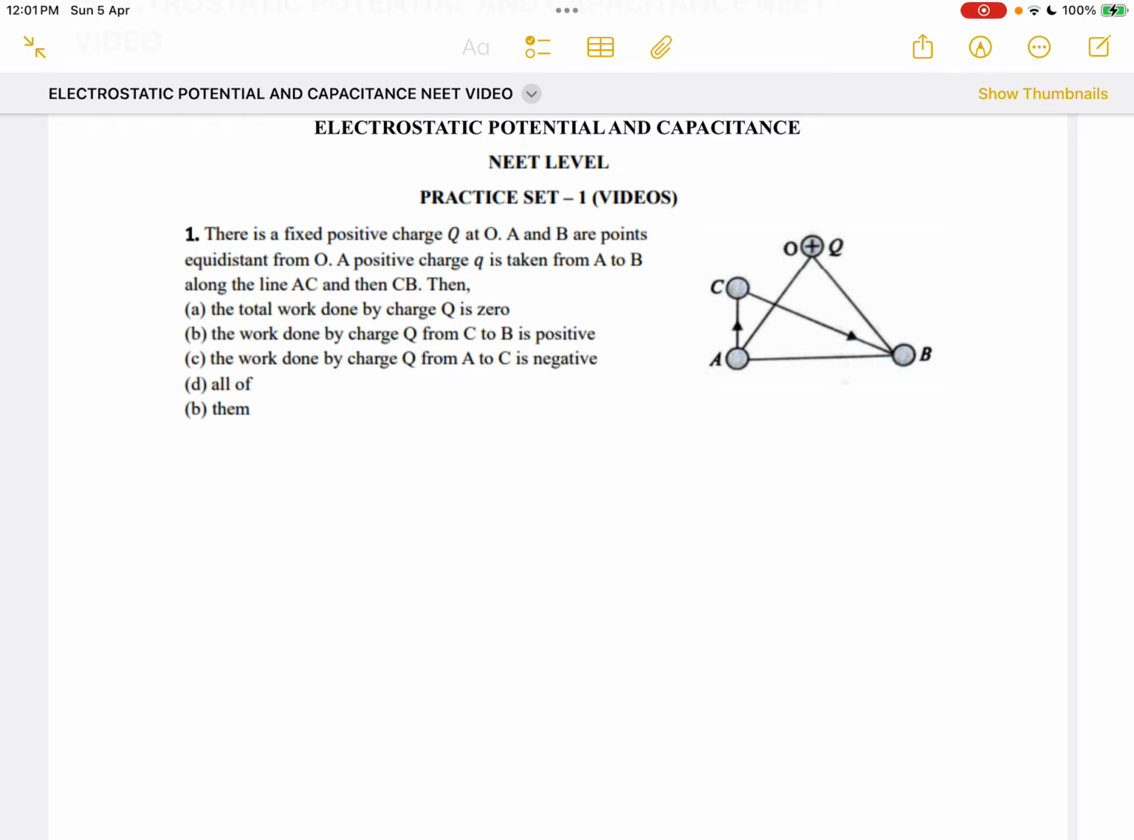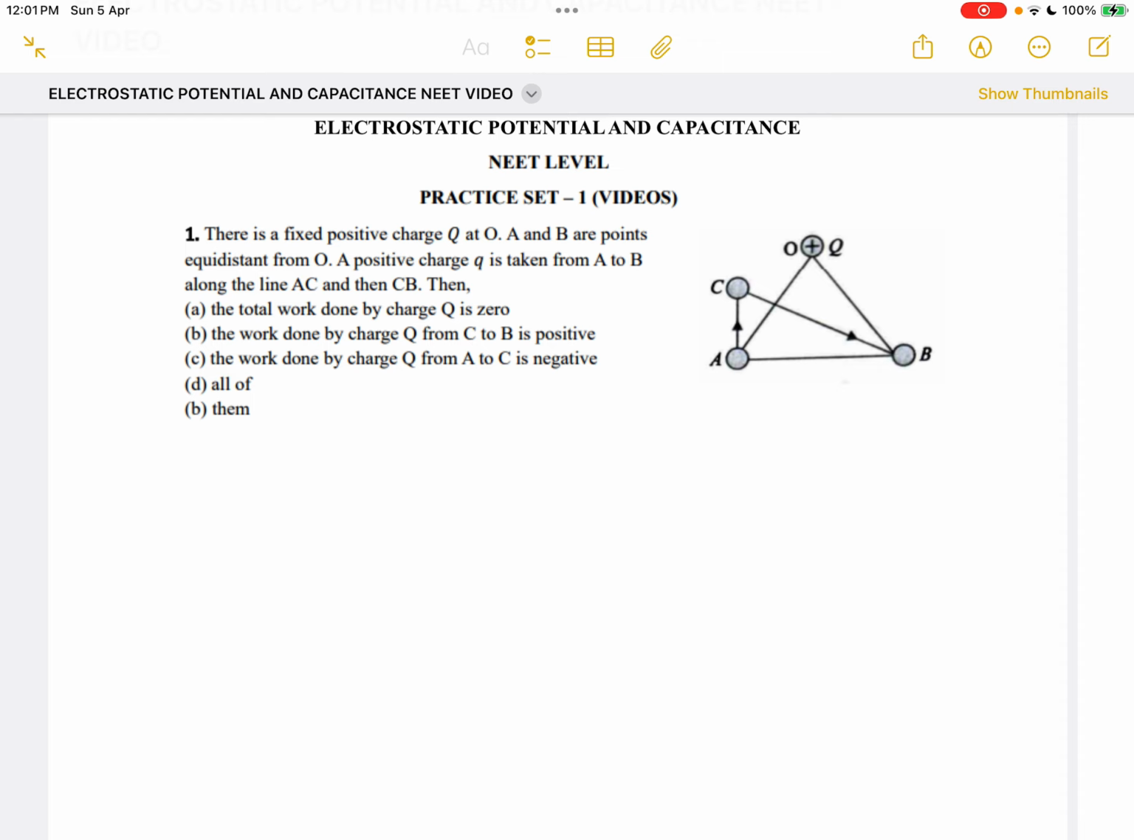The first question says there is a fixed positive charge Q at O. A and B are points equidistant from O. A positive charge Q is taken from A to B along line AC, then CB.